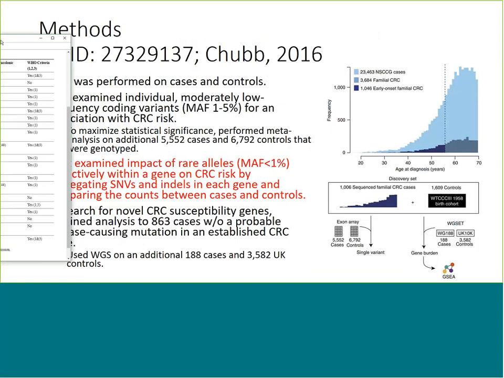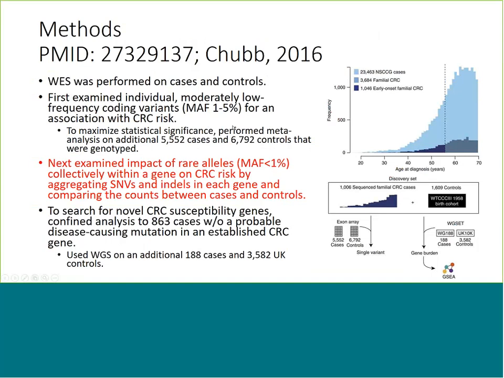some more cases and controls that had been genotyped. Bryce, I think there's something on the screen. There we go. Thanks. So they had added in about 5,500 cases and 6,700 controls that had also been genotyped for their single variant analysis. And they actually did not find anything significant, so that's why I won't mention the results for that one.